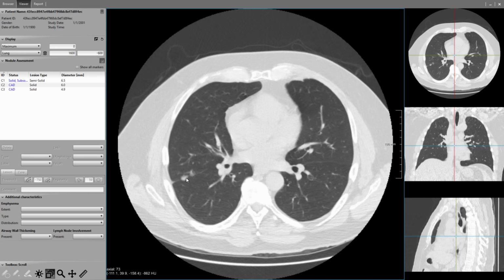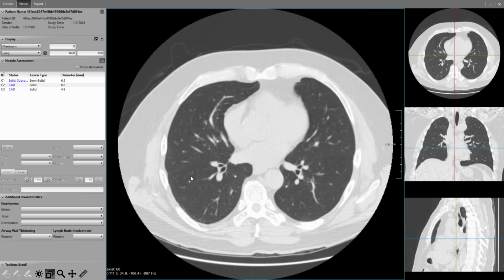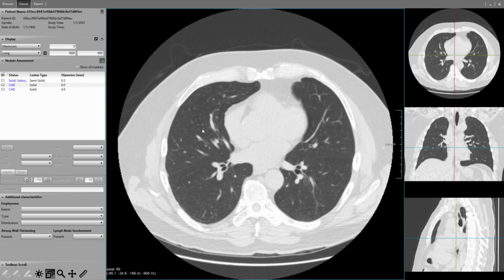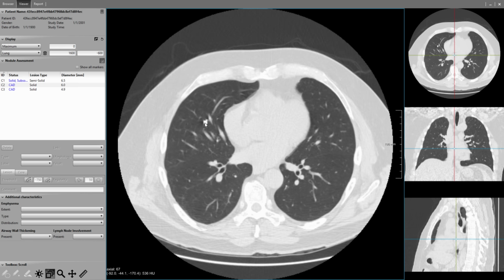Well, here is a small perifissural nodule. It's located on the fissure. This is generally benign. Here is a calcified nodule. The density of this nodule is much higher. If you look below here, the number, this is over 1000 Hounsfield units, so it's completely calcified, and that's benign.